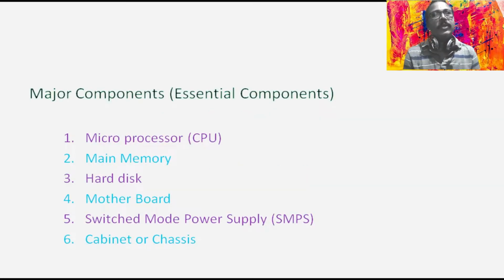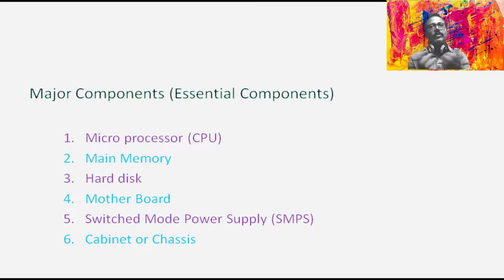The first question: what are the major components of a computer? If you open a computer, you will find a huge number of components. Now, we can classify these things into two types: major components and minor components.